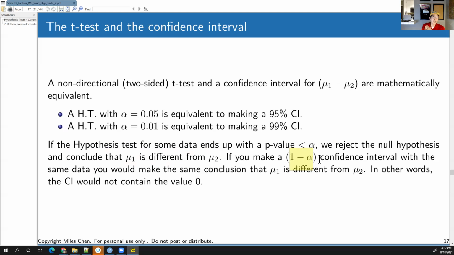And so what must be true about your confidence interval if you come to the conclusion that mu1 is different from mu2? What must be true is that the confidence interval does not contain 0, because that's when we conclude that the two means are different, right? If the confidence interval does not include 0, we say we have evidence that mu1 is different from mu2. And that would be the case if you created a confidence interval for that same data. Does that kind of make sense?